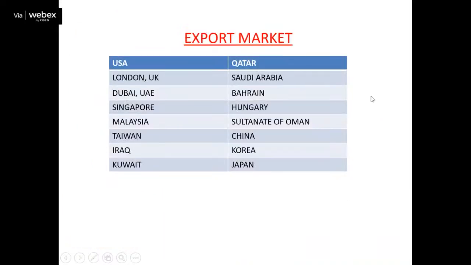And we are exporting our sandalwood oil incorporated products to the following countries: USA, London, Dubai, Singapore, Malaysia, Taiwan, Iraq, Kuwait, Qatar, Saudi Arabia, Bahrain, Hungary, Oman, China, Korea and Japan. For these countries, we are exporting sandalwood oil incorporated soaps.